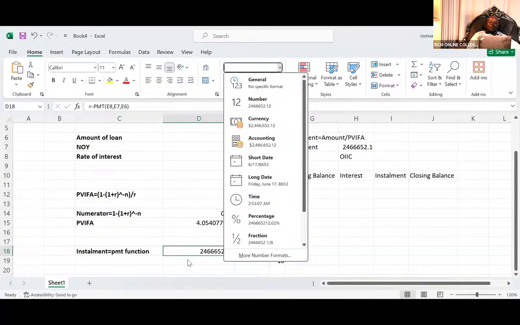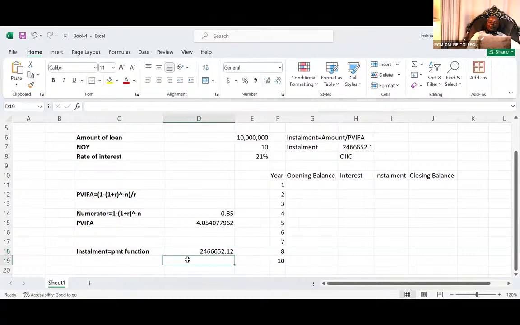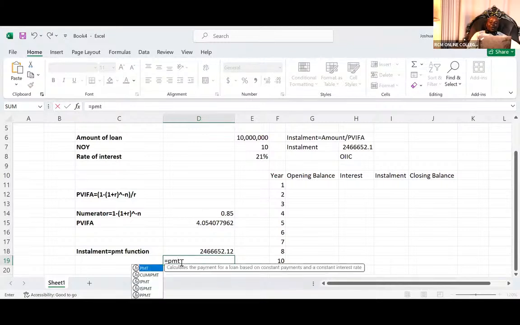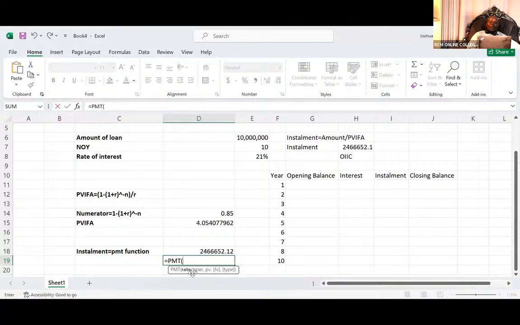So allow me to repeat what I've written down. Ladies and gentlemen, I've said equals PMT. I'm double clicking on this blue, the one for installment. And then I have the rate. The rate of interest is this 21%. Then I say comma, number of periods. So number of periods, we have 10 here. And then we say comma.